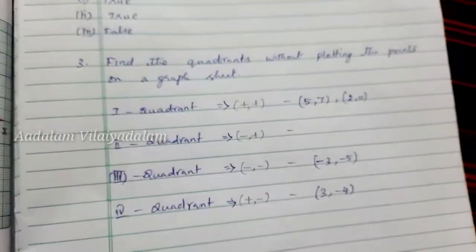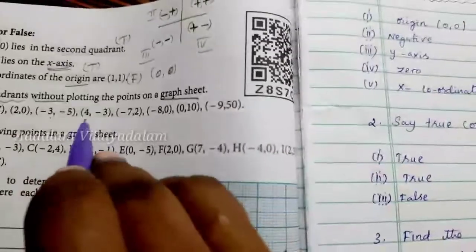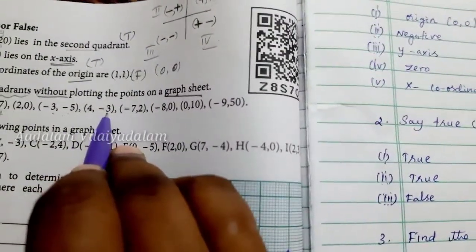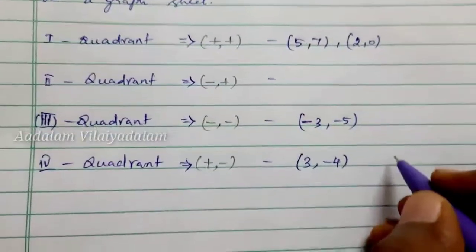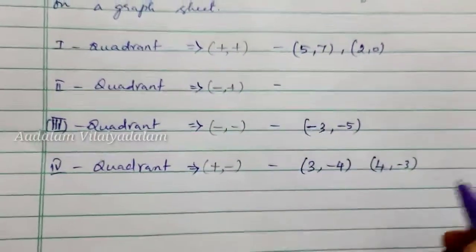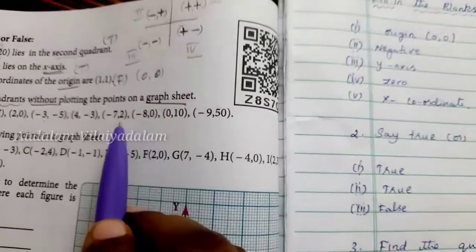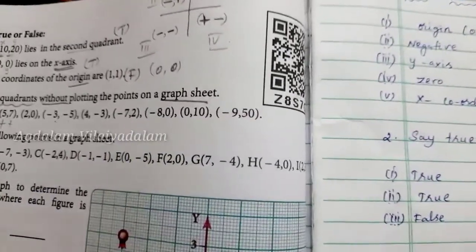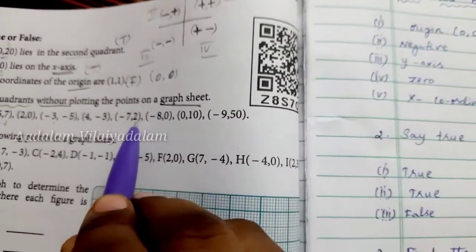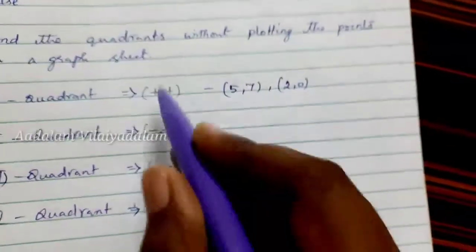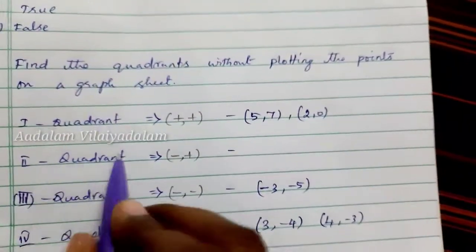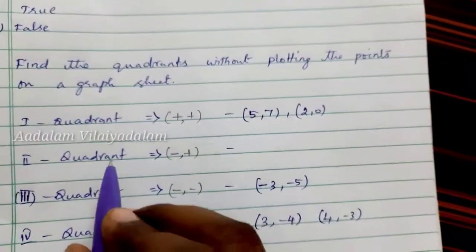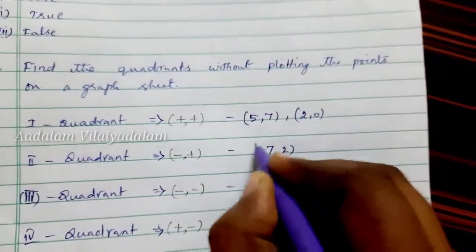The next one, (4, -3). So this is the one, (4, -3). Positive and negative. So look at here, positive and negative, then it will lie on the fourth quadrant, that is (4, -3). Next, (-7, 2). Where will it lie? X is negative, y is positive. So here look at the sign. X is negative and y is positive. Therefore it will lie on the second quadrant. Therefore the pair is (-7, 2).